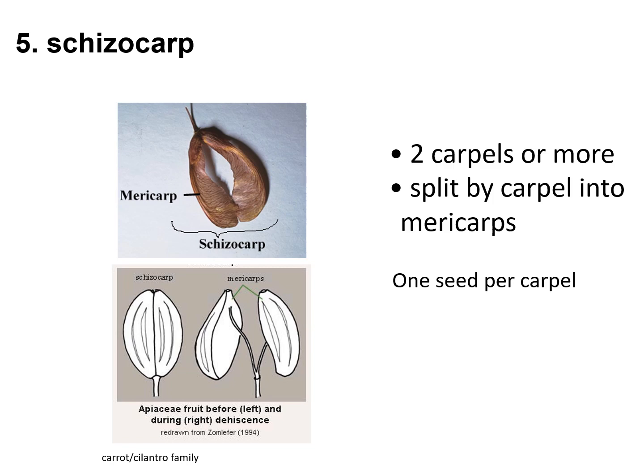In the case of a flower that has two carpels or more than two carpels, the fruit splits by carpel into segments, or mericarps, with only one seed per carpel. We call this type of fruit schizocarp. This is the character of schizocarp, and we call the segment of a schizocarp a mericarp.